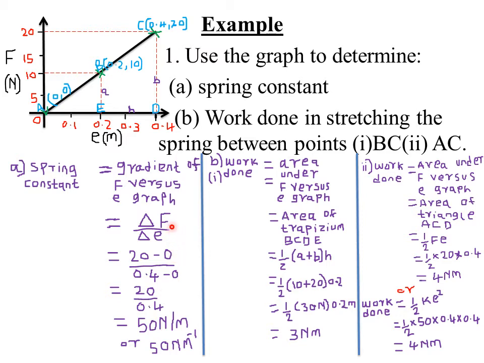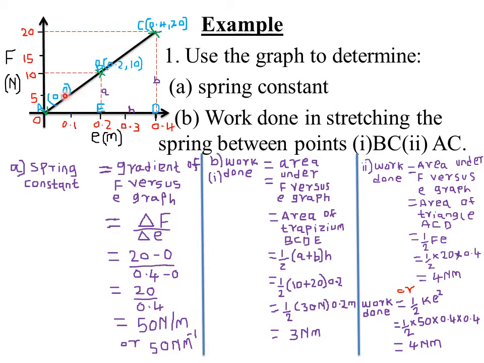Now remember, the force was in newtons and the extension was in meters. So I'm taking newtons divided by meters. Newton divided by meter gives newton per meter, which according to the laws of indices can also be represented as N m^-1. Power -1 simply means newton divided by the meter. So that is how we find the gradient.